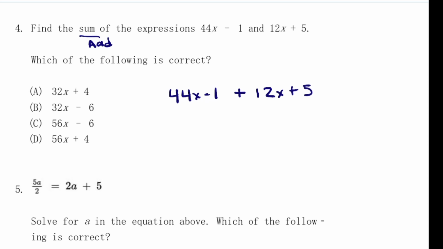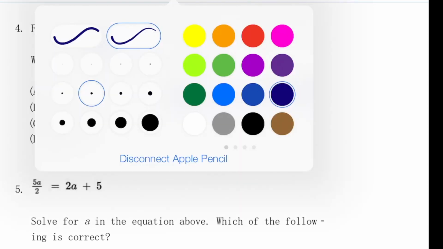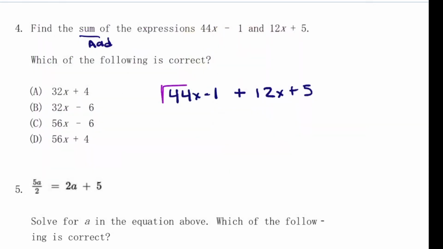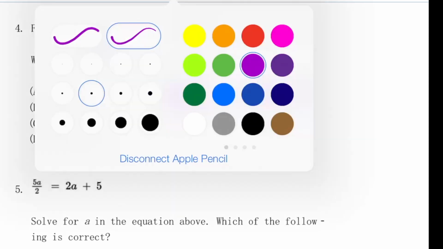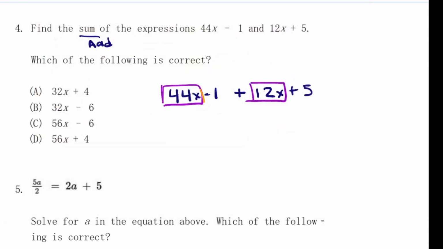Again, we want to combine that 44x and the 12x, and we want to combine the negative 1 and the positive 5. So we're going to have 44x, which is positive. We're going to have 12x, which is positive. We're going to have the negative 1, and we're going to have the 5.